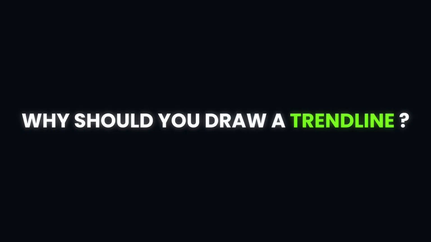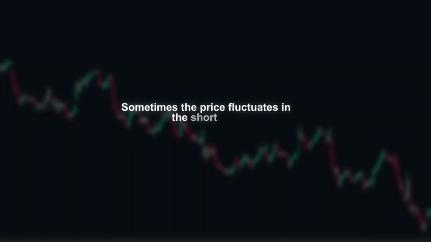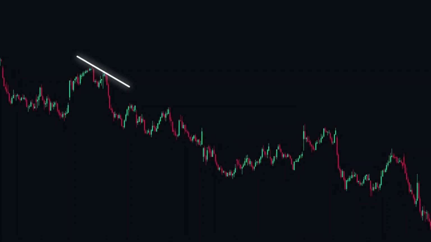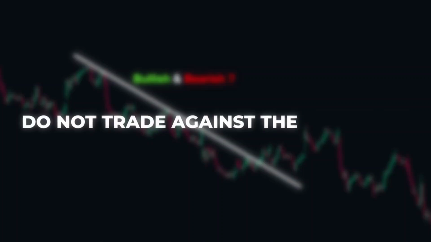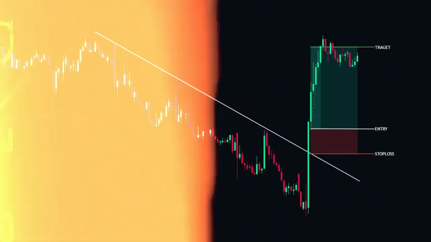So, why should you draw a trend line? Sometimes prices fluctuate in the short term. Therefore, by drawing a trend line, you can determine whether the market is currently bullish or bearish. If the market is bullish, you should only look for buy opportunities. And if the market is bearish, you should look for sell opportunities. You should never trade against the trend line.